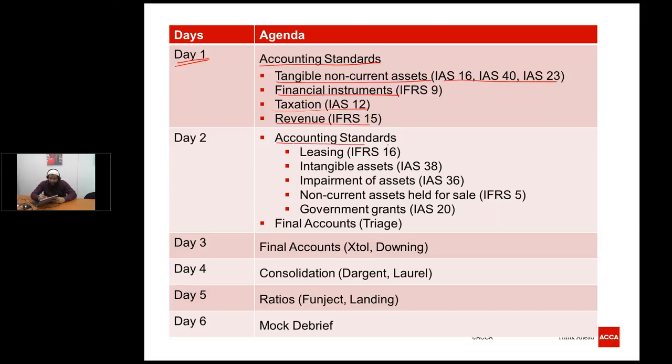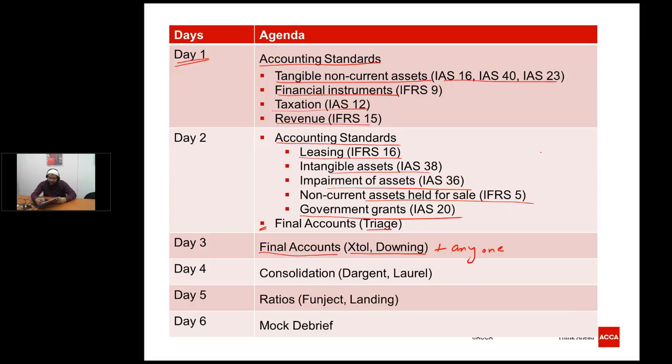And then in day two, we are going to continue the accounting standards, where we are going to discuss IFRS 16, leases, intangible assets, impairment of assets, non-current assets held for sale, and the government grants. So these areas will be covered in day two, and then we are going to solve one of the final accounts questions by the name of Triage in day number two. In day three, we are going to continue the final accounts and solve two further questions. And if we get more time, we are going to solve one more question depending on the time.